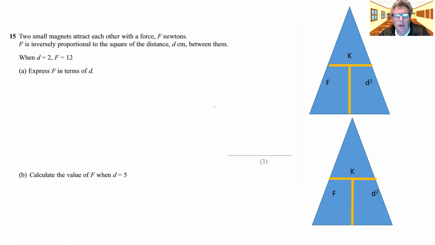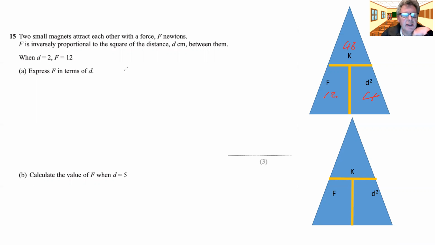So when D is 2, we know that D squared is going to be 4. Let's change our colour, make it red so it might be easier to see. So D squared is 4. F is 12. So 4 times K, nice easy number, 48.